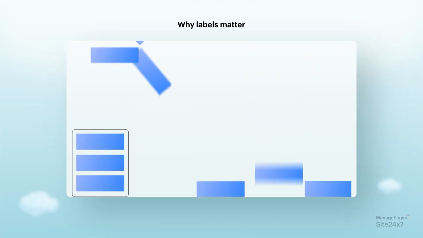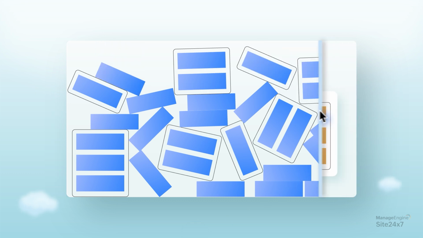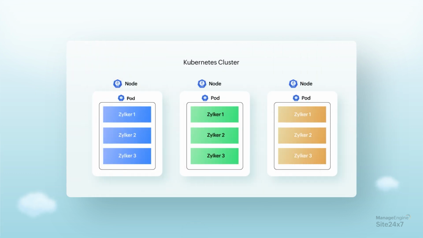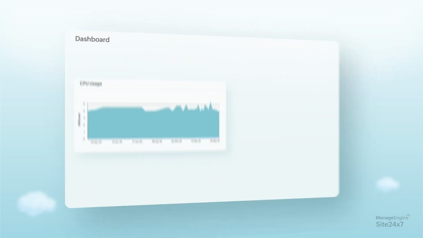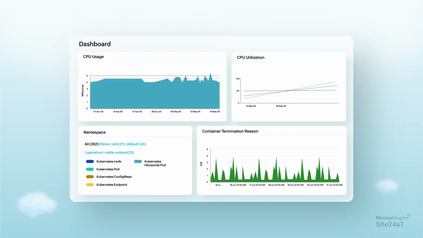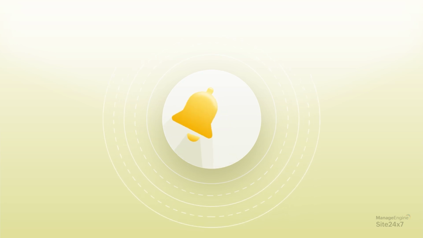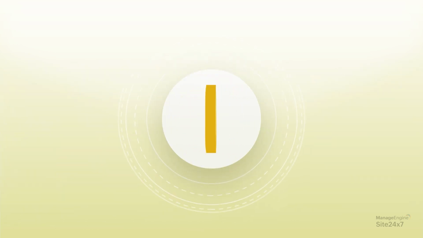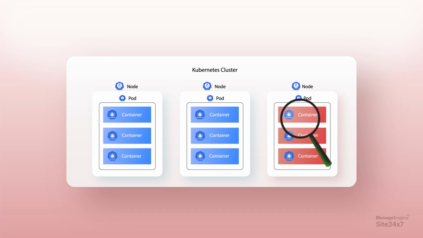Why labels matter? Resources without labels are just noise. Labels, like tags, let you group workloads by application, team, or environment. With good labeling, you can build dashboards that actually make sense, trigger alerts for the right services, track costs across teams, and spot problems faster.